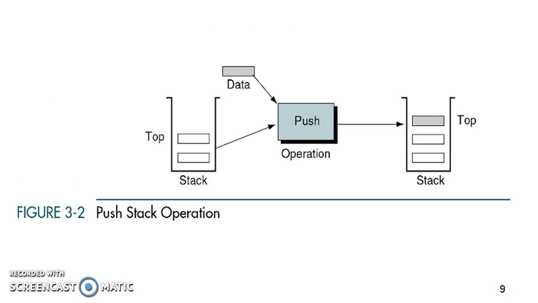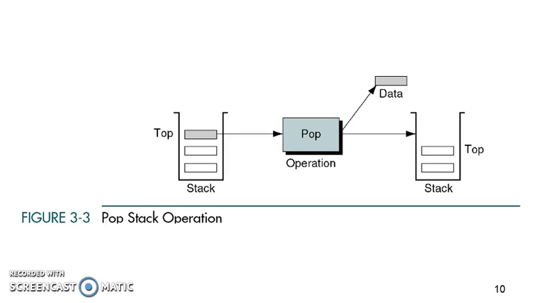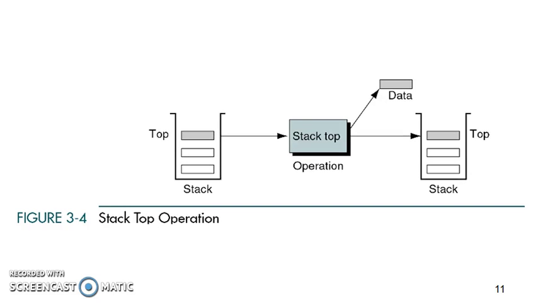This is the diagram of the push stack operation. The data is going to be pushed onto the stack. Before inserting a value, the top pointer must be incremented by 1. Then the value is inserted at the top. Pop stack operation: for deleting the data item, the value will be deleted, and the next step is the top will be decremented by 1. The top operation is used to point to the first element on the stack.